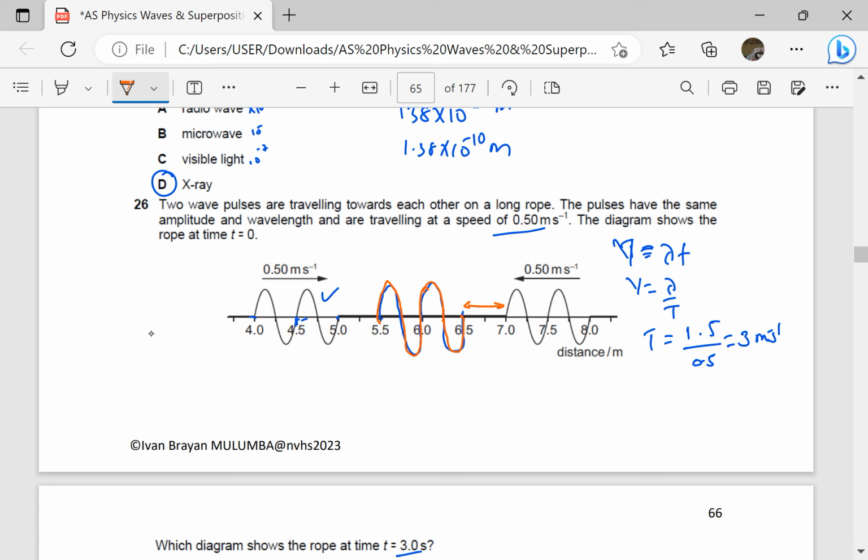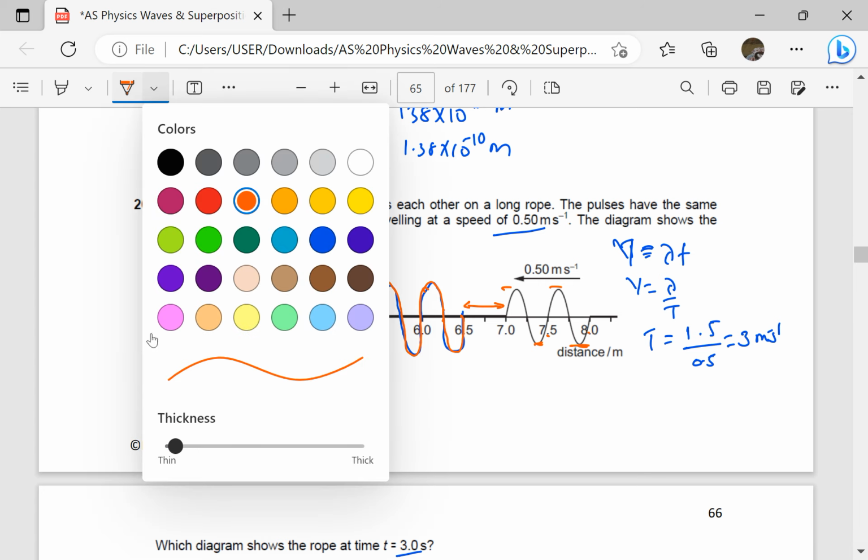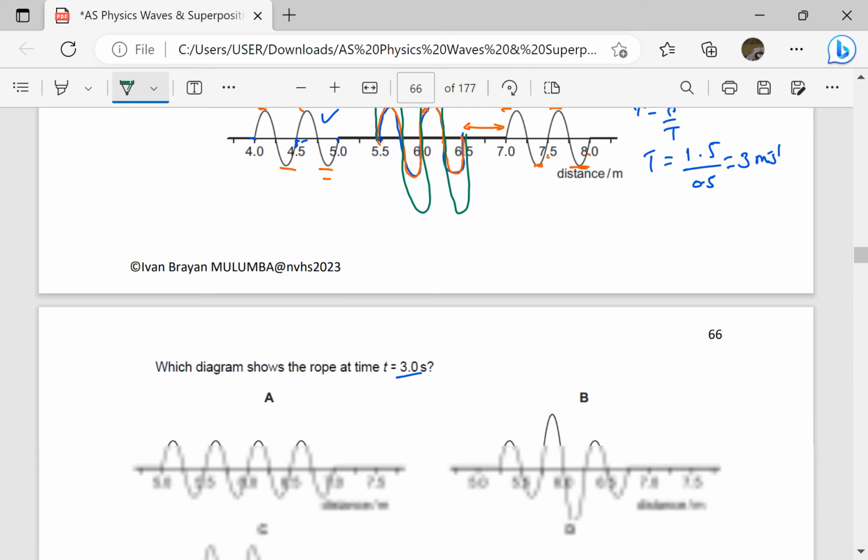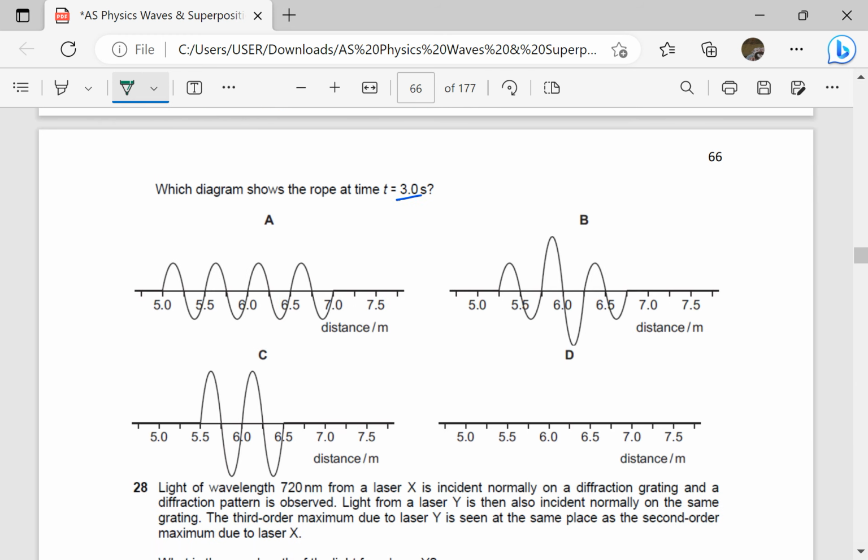So what will be the net resultant then? The net resultant at that point will be the addition of these amplitudes. This is going to add to that, and this is going to add to this. So the resultant would be the sum of those two. I'll represent the resultant with green. Because the amplitudes are adding up, we shall have such a resultant. So this means our answer is going to be C.